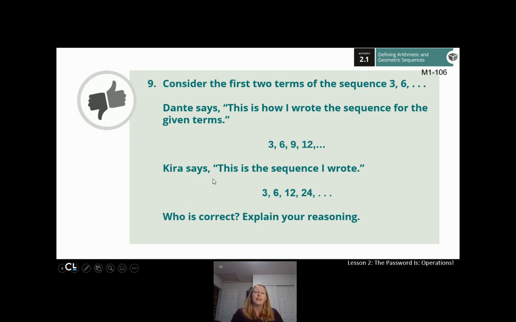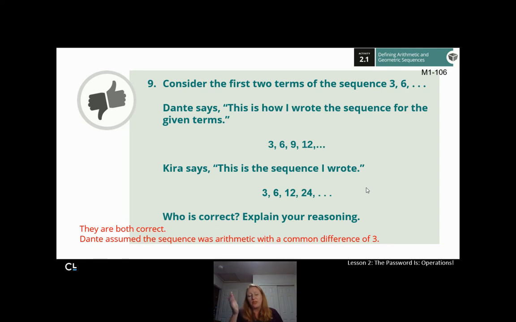So who is correct? Well, the truth is, they both are. Dante assumed the sequence was arithmetic with a common difference of 3. Add 3, add 3, add 3, add 3, which makes sense, right? 3 plus 3 gives me 6. Okay, I can see that math. But Kira assumed the sequence was geometric with a common ratio of 2. And that makes sense. 3 times 2 would give me 6. So times 2, times 2, times 2, times 2. So they actually are both correct.